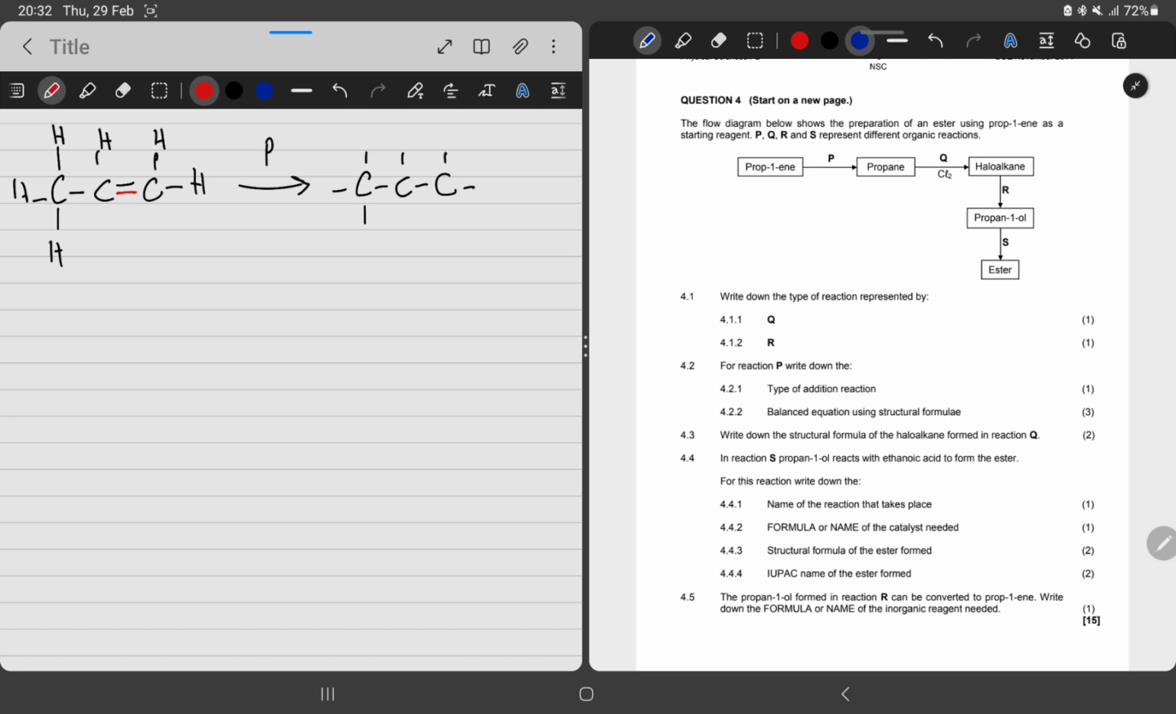Okay. And then we are adding what? Hydrogen. The hydrogens that are added will be attached to those 2 carbon atoms because that red bond is going to break, and then it is going to allow for the 2 hydrogens to be added. And that is the structural formula of propane. So this reaction here is called hydrogenation.